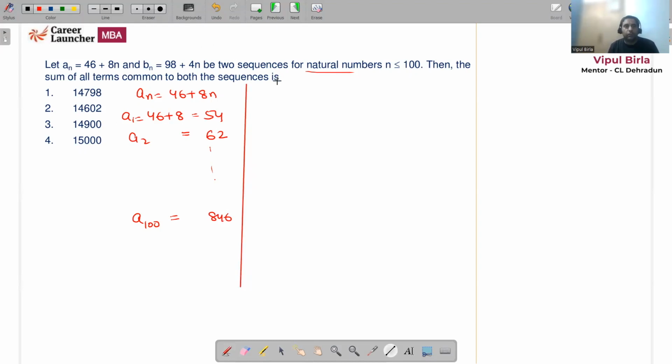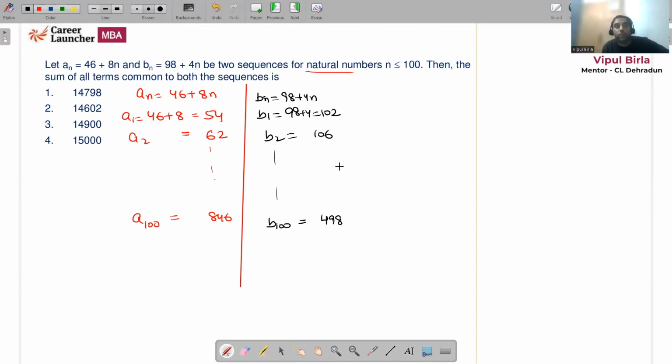Similarly, if we talk about B, Bn is equal to 98 plus 4n. So B1 comes out to be 98 plus 4, which is 102. B2 will be 4 more, 106, and so on. B100 is nothing but 498. So that means we know the last term for both An and Bn.